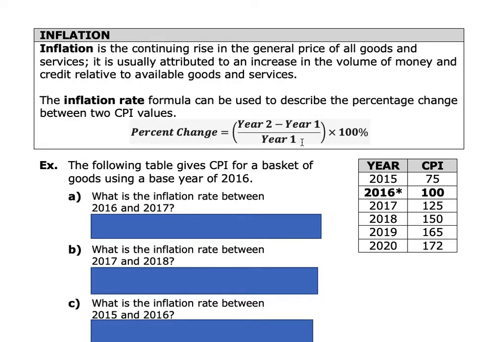And then the denominator, think of that, if you're dividing by that and using that as a base, we're talking about percentage change relative to this value. So it's year 1. And I think of this like a timeline where year 1 is on the left and year 2 is on the right.